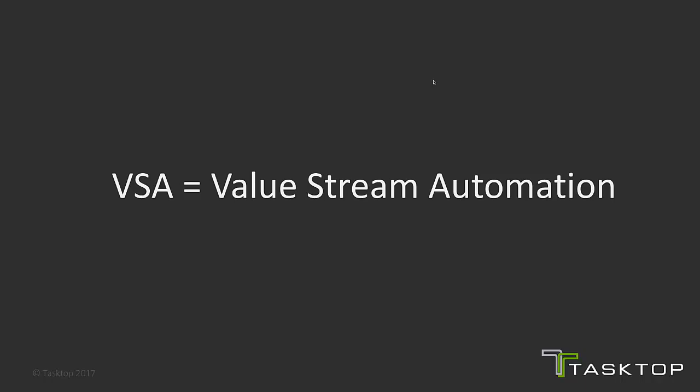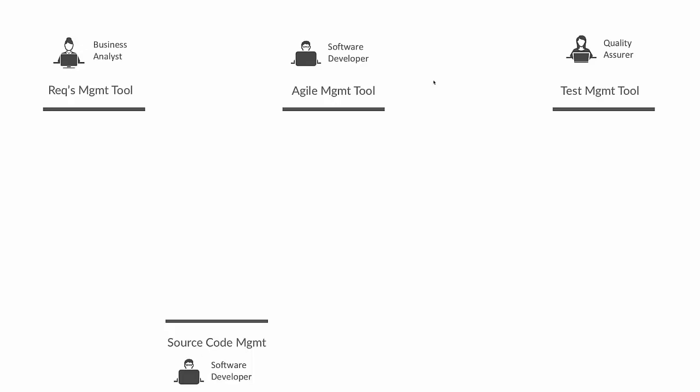The ability to automate the flow of those artifacts between tools so that the right people can see the right information at the right time and in the right tool. So we've unveiled our first acronym. I think that was the first one I unveiled. And I think a great way of showing value stream automation is just to give an example.